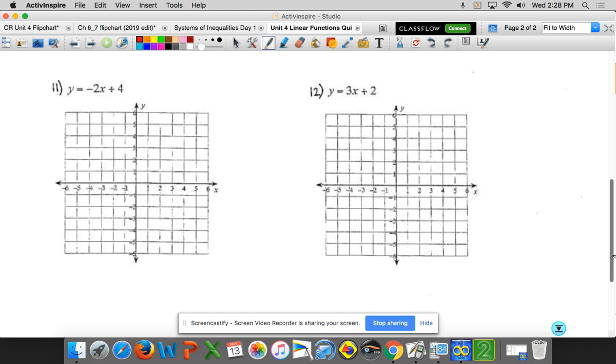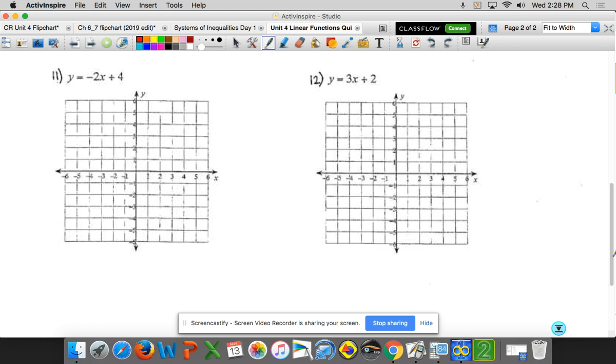Now, with number 11, these do get a little bit trickier. They are still in slope-intercept form, but with these, our slope is not really rise over run. So if we do play matchup, it's the number in front of x, so our slope is going to be -2.